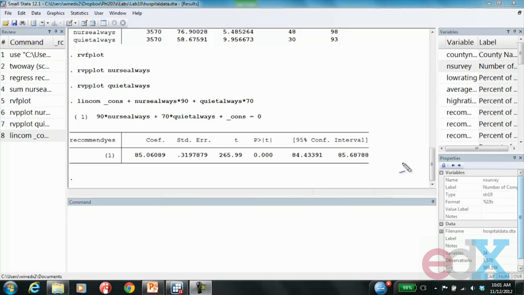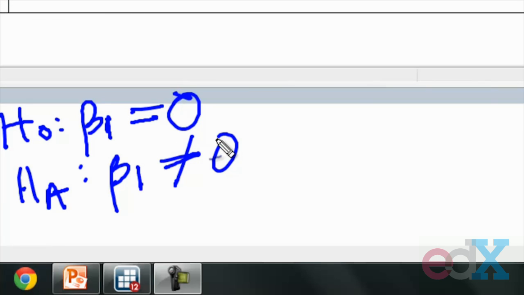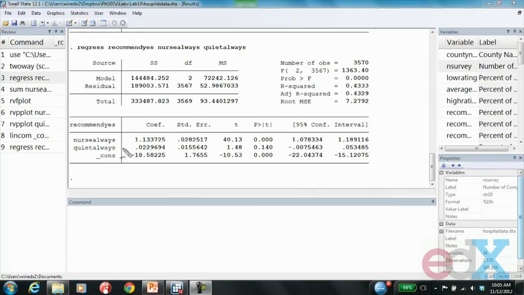The next thing we want to do is use our regression model to perform a couple hypothesis tests. The first thing that I want to test is the null hypothesis that beta 1 is equal to 0. Essentially what I'm testing here is that there's no evidence of a linear relationship between nurse always and the outcome recommend yes, conditional on quiet always. So it's that there's no evidence of linearity conditional on the other covariates. Versus the alternative that there is some evidence of a linear relationship between nurse always and recommend yes, conditional on quiet always. To perform this test, I can just look at the regression output. Now the regression output gives us all the information we would need to know about beta 1 hat.